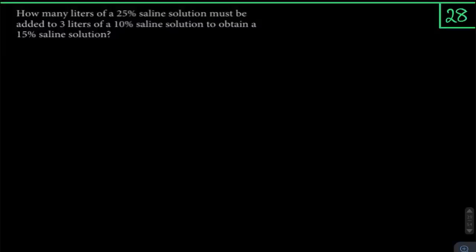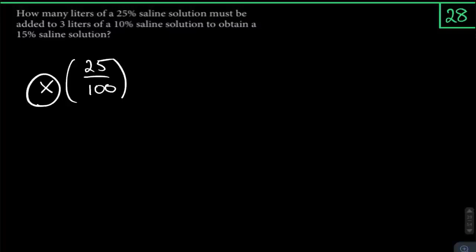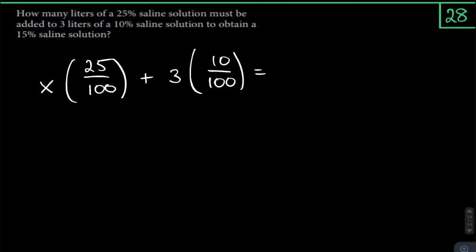So we're seeing, how many liters of this 25% saline solution. I'm going to get rid of these percents right now and just say, well, the amount of liters, which we'll call X, times this 25 over 100, right? That's what we're adding in, okay? It's this many liters of this. And then we are going to add that to the 3 liters of the 10% saline solution, okay? And then we have our total amount of saline solution, which is going to be X plus 3 liters. And the total amount is going to be 15% saline solution.